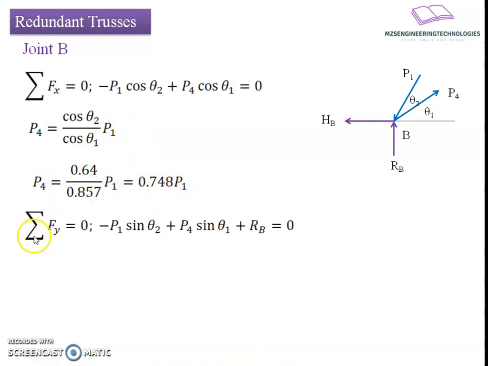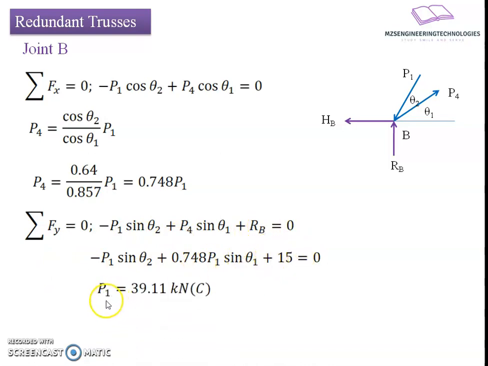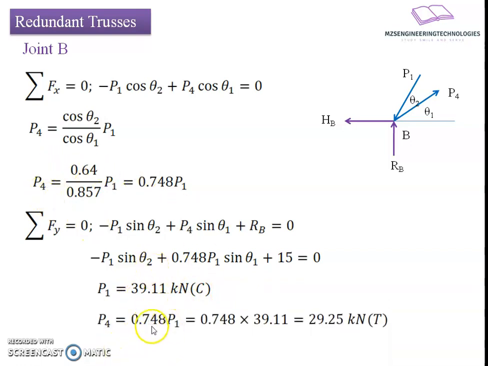Now if we go towards the summation of forces in vertical direction, summation of fy equals 0 results in a relation: minus p1 sin of theta 2 plus p4 sin of theta 1 plus rb. We know the value of p4 here. If you substitute the value of p4 and the reactive force rb, then we get a final value for the force p1 as 39.11 kilonewton, compressive in nature. If I back substitute in the previous relation of p4, we get p4 equals 0.748 times P1, resulting into 29.25 kilonewton, tensile in nature.